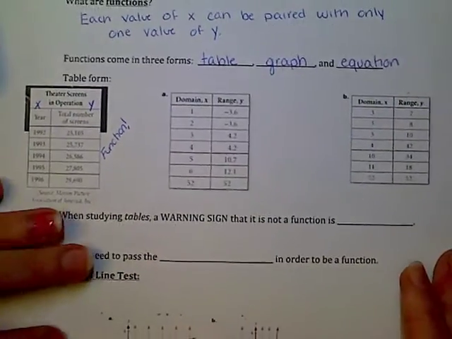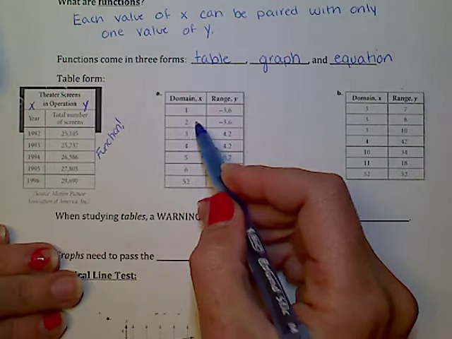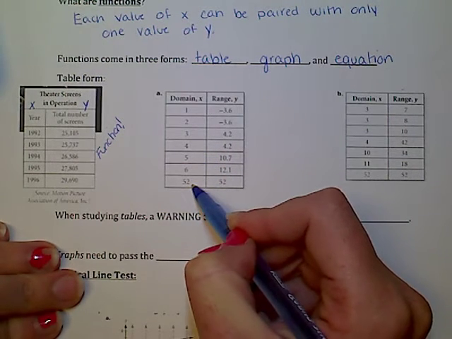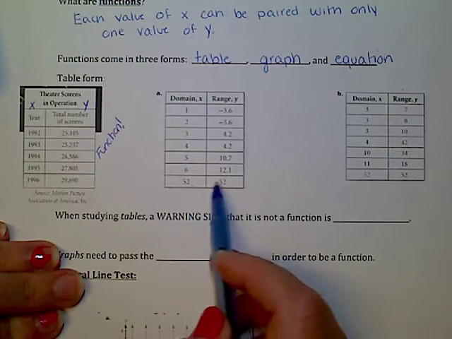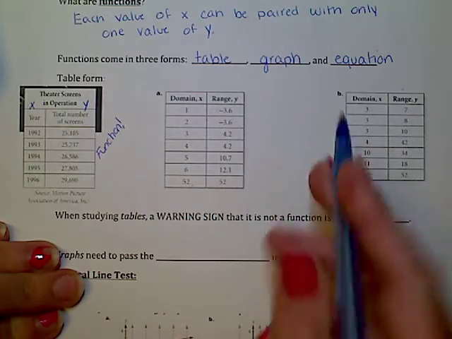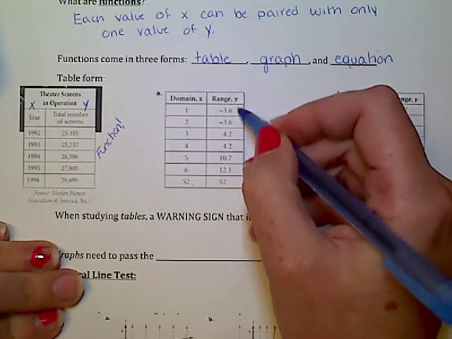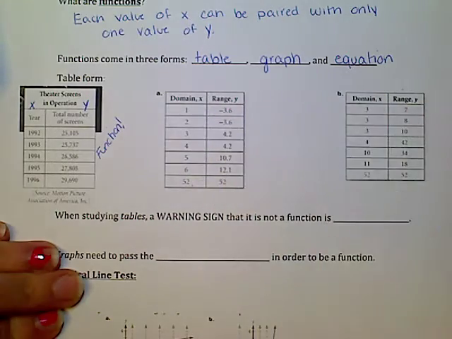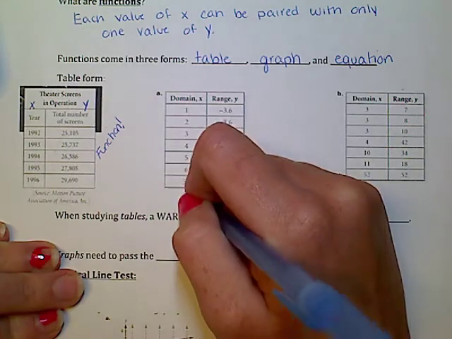The next one, if we look at the x's, we have 1, 2, 3, 4, 5, 6, 52. That's a big jump, but it's fine. Each of those is paired with a y value. It's okay that the y values repeat as long as our x values don't repeat. We're good. That's a function.